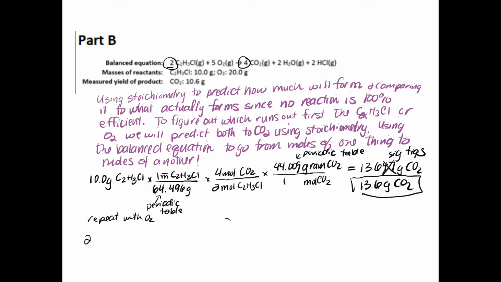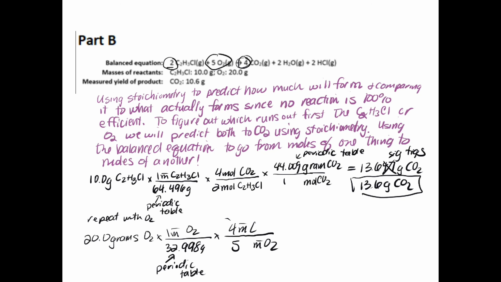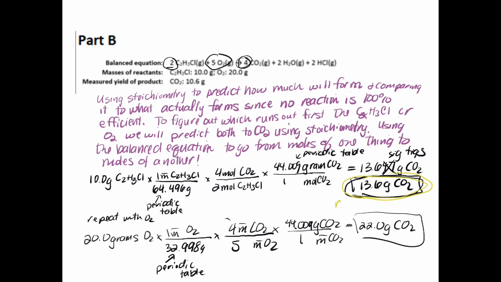And we're going to repeat with O2. So we've got 20 grams of O2 times 1 mole of O2 over 32.998 grams. Then to get rid of moles of O2, I'm going to put it on the bottom, and that's 5 moles of O2 multiplied by 4 moles of CO2. Again, those numbers are from the balanced equation. And then I'm going to multiply by the molar mass of CO2 to get into grams, and I get 22 grams, and we can tell that 13.6 limits our reaction because it's a smaller number.